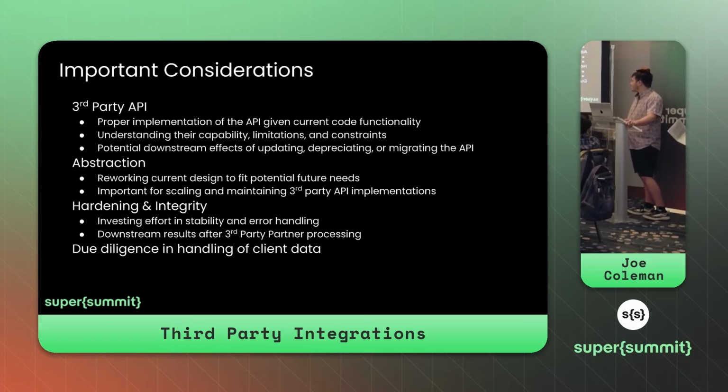Third point, third-party integrity, investing effort in stability. Like I said, these APIs vary in how rigorous and robust their error reporting is. And again, you don't know what the actual result is until it's downstream on their third-party platform, after they do some processing on the data as well.